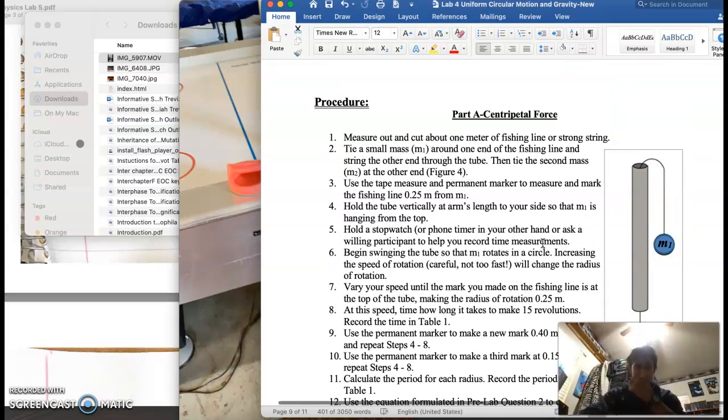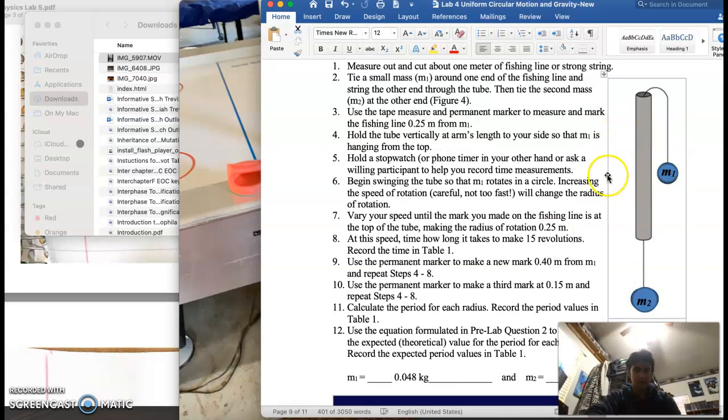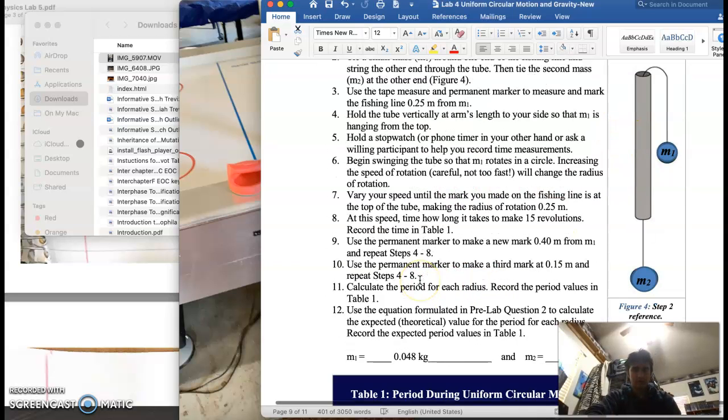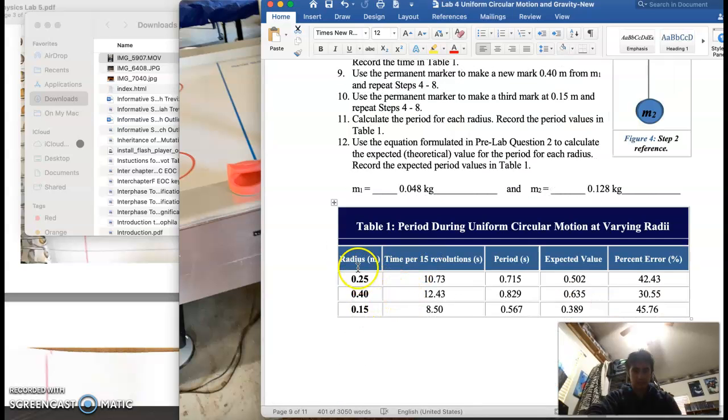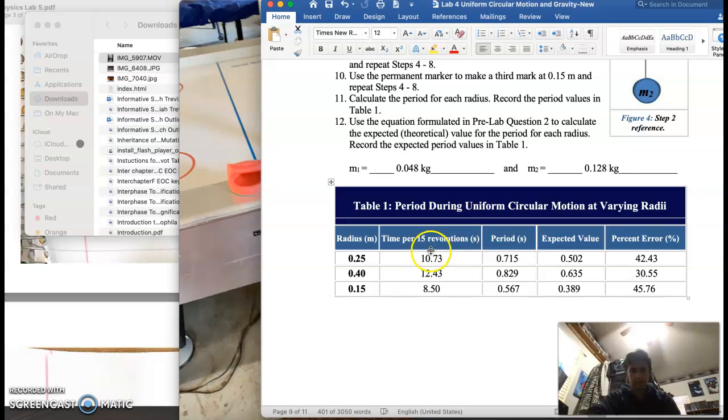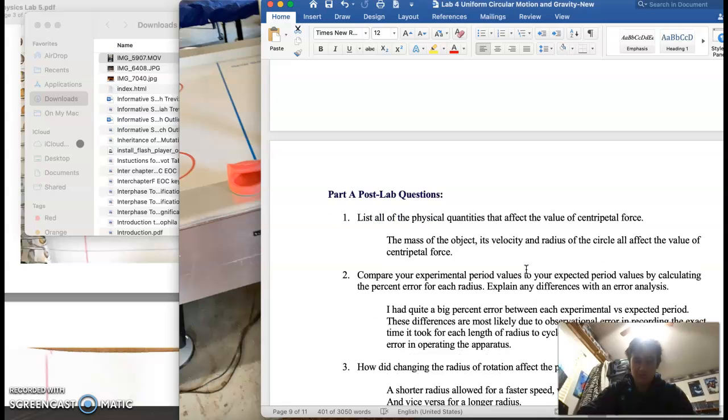Alright, for part A, centripetal force, I made the apparatus, 2 weights, spun it around 15 revolutions per radius, marked down the times, found the periods by dividing by 15 revolutions, frequency, then used the equation in pre-lab question 2 to find the expected value, and then found the percent errors of those, which were pretty big.